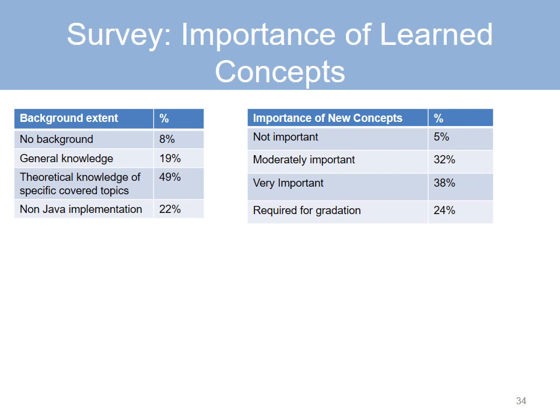32% said moderately important, very important, 38%. And I also had something, no student should graduate without knowing concurrency, and 24% went for that.